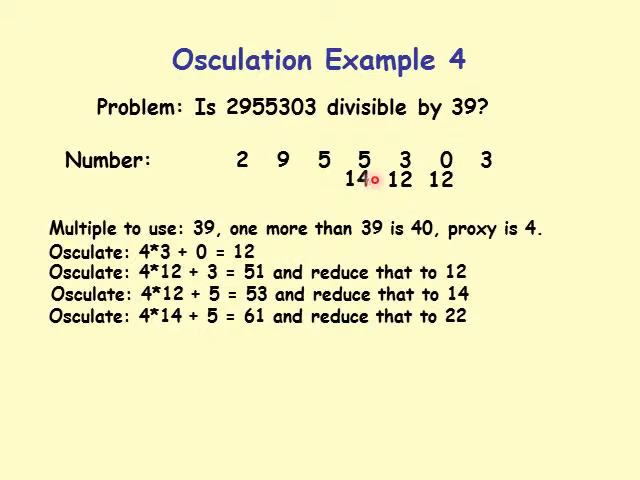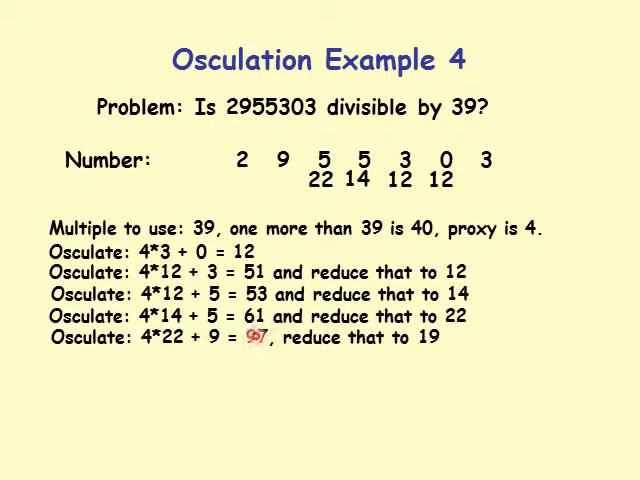Next we have 14 times the proxy 4 plus 5 is 61. We reduce that by taking away 39, so we get 22 left. Next we osculate 22 and 9: 22 on the right, 9 on the left. Which is 4 times 22 plus 9, 97.